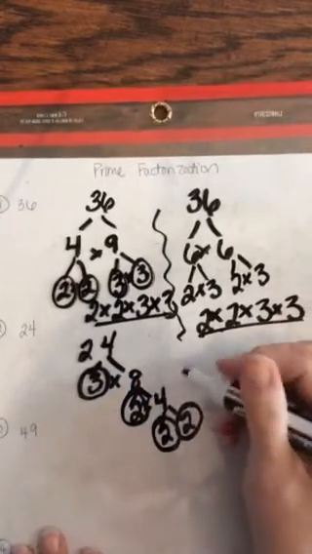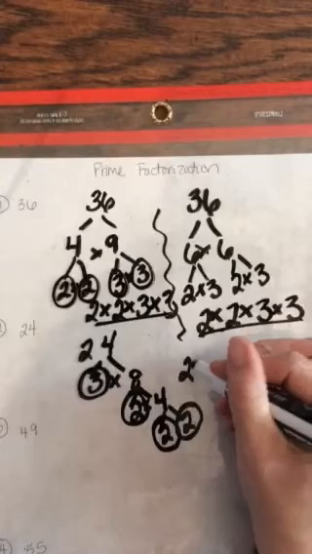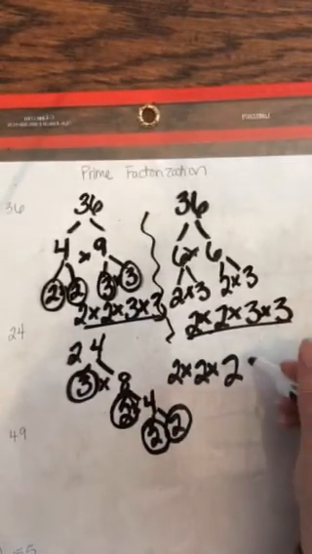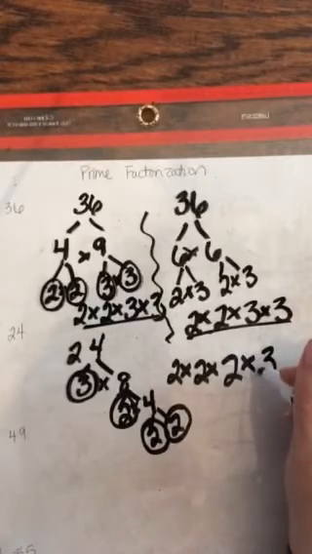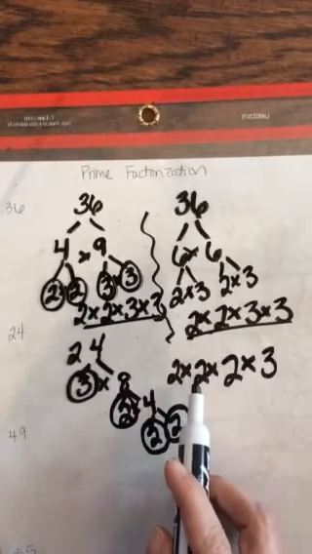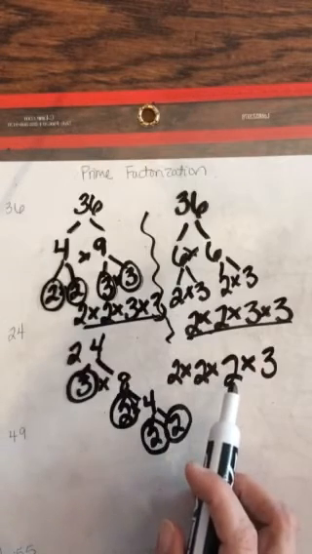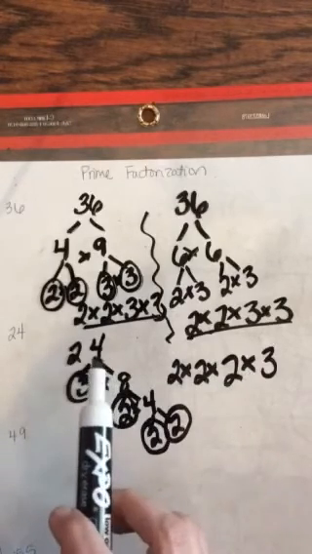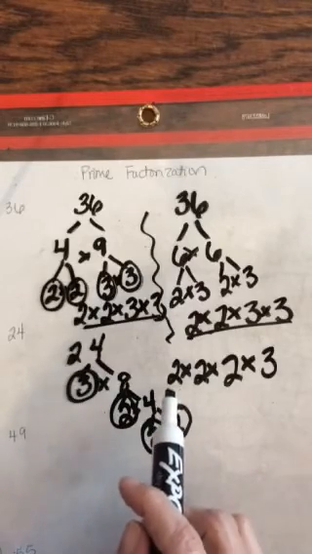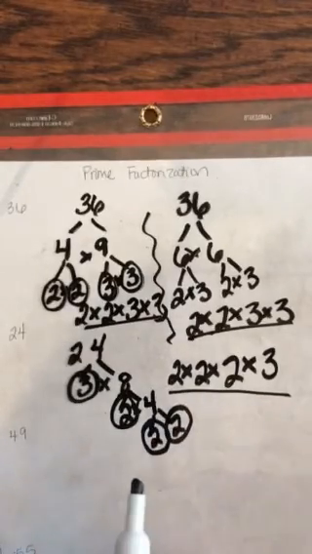If I were to write the prime factorization for 24 from least to greatest, I would end up with 2 times 2 times 2 times 3. Now I'm going to check myself. 2 times 2 is 4. 4 times 2 is 8. 8 times 3 does get me that beginning number of 24. So we are good. This is our prime factorization.